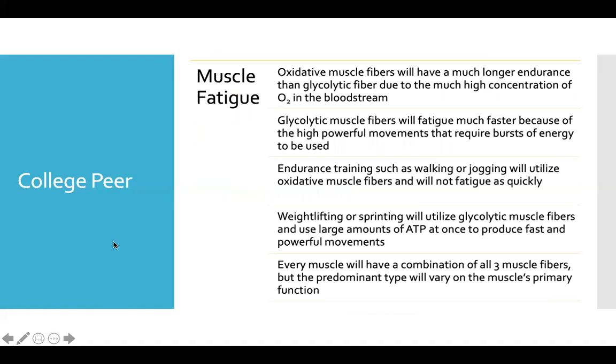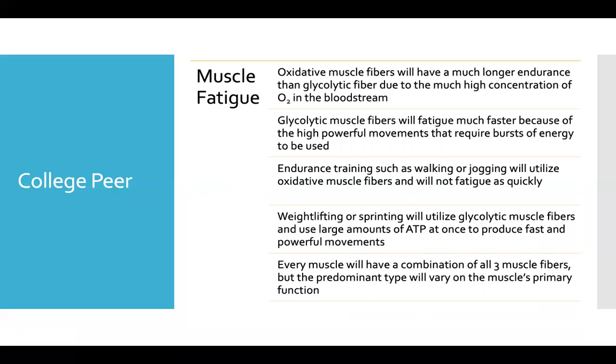Muscle fatigue. Oxidative muscle fibers will have a much longer endurance than glycolytic fibers due to the much higher concentration of oxygen in the bloodstream. Glycolytic muscle fibers will fatigue much faster because of the high powerful movements that require bursts of energy to be used. Endurance training such as walking or jogging will utilize oxidative muscle fibers and will not fatigue as quickly as powerlifting or sprinting.